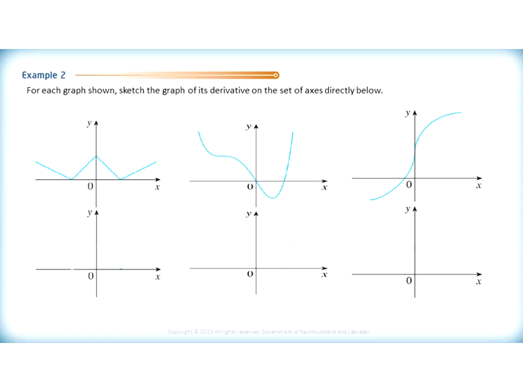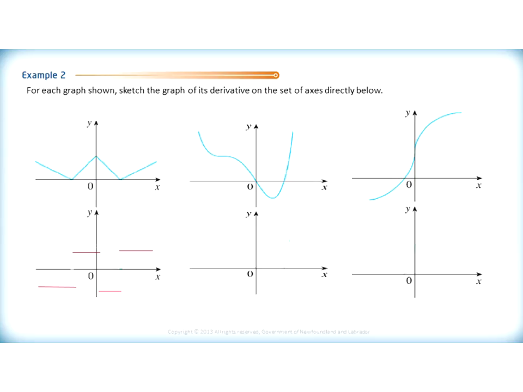So in this case, what we actually have to do is sketch the graph of the derivative on the set of axes given below each particular graph. For this first one, we start off negative and constant until we get up to that first corner point. And then we're positive and constant until we get up to 0. Then we're negative and constant until we get to our next corner point, and then positive and constant again from there on to infinity.